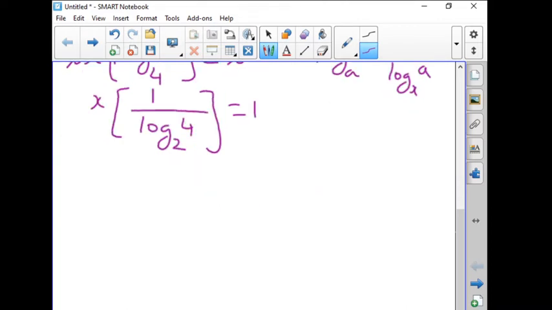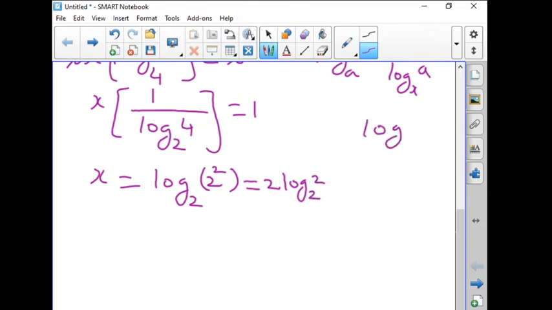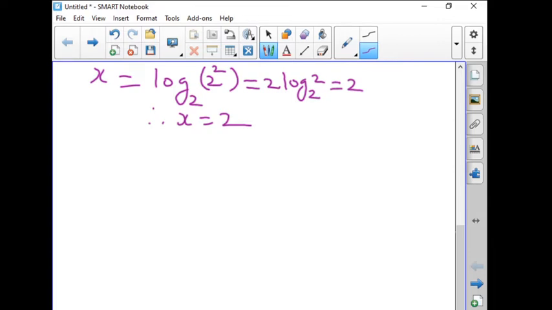Equal to 1. So now x is equal to, you can cross multiply. So we get log 4, we can write it as 2 square to the base 2. Cross multiplying, what is this by using the power rule? 2 log 2 to the base 2, and we also know that log a to the base a is equal to 1. Therefore, log 2 to the base 2 is equal to 1. Therefore, we get 2. Therefore, x is equal to 2. Okay, this is question number 4.